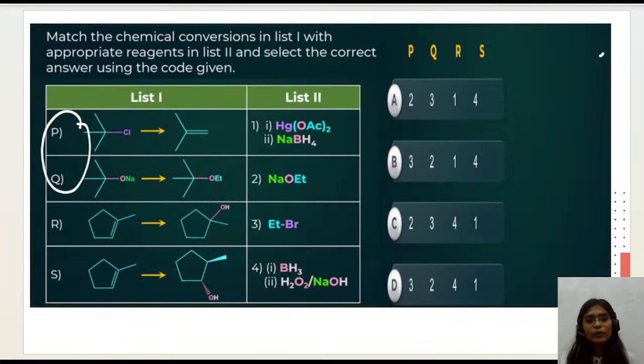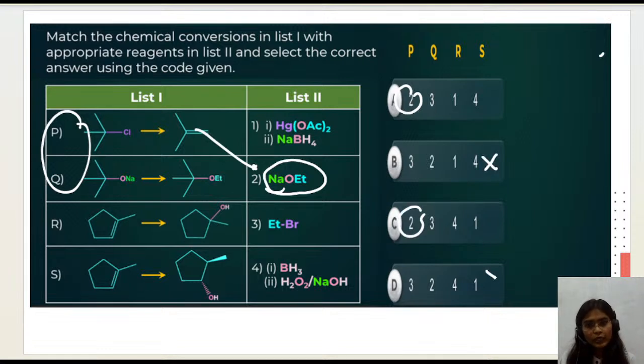Now observe all the options there. Out of all the options, only this is the case where you have NaOEt there. So sorted, P goes with 2, so P2, and this and this are automatically removed.